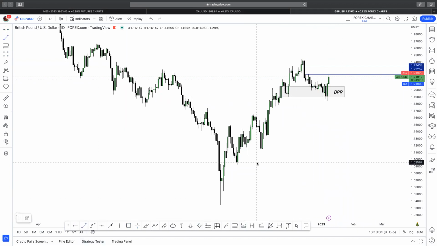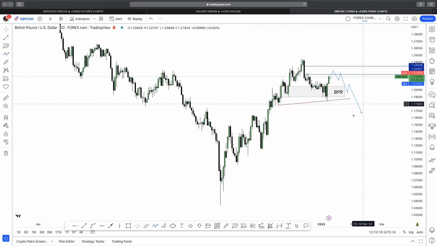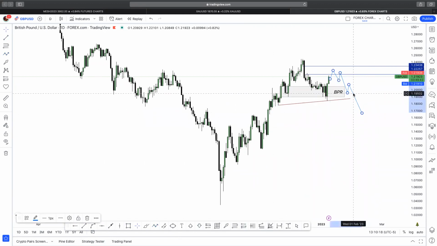This would be the target if they fail to run higher. It'd be these lows here, right? Or will they respond here? So here's option A. They come here, they fail to trade higher, and then we get a power of 3 bearish week running these lows.